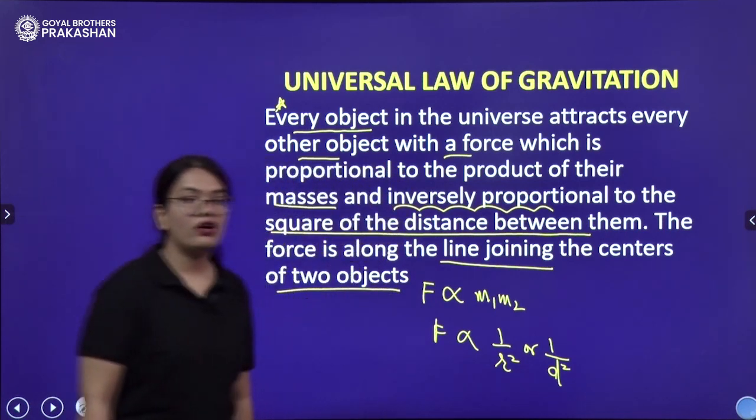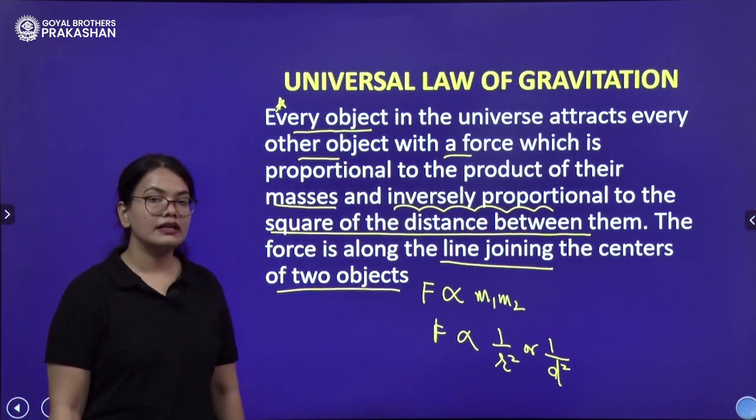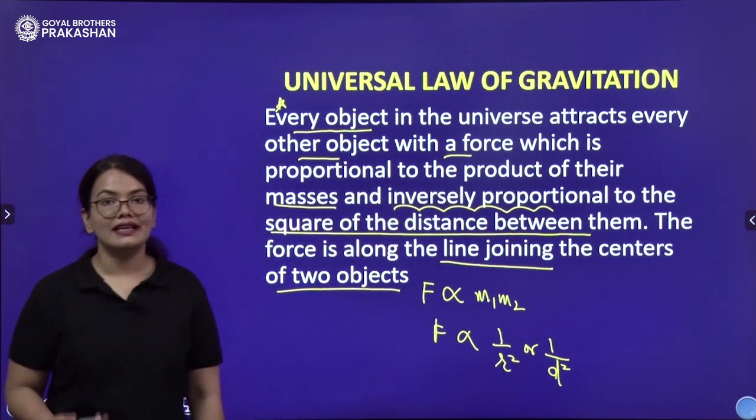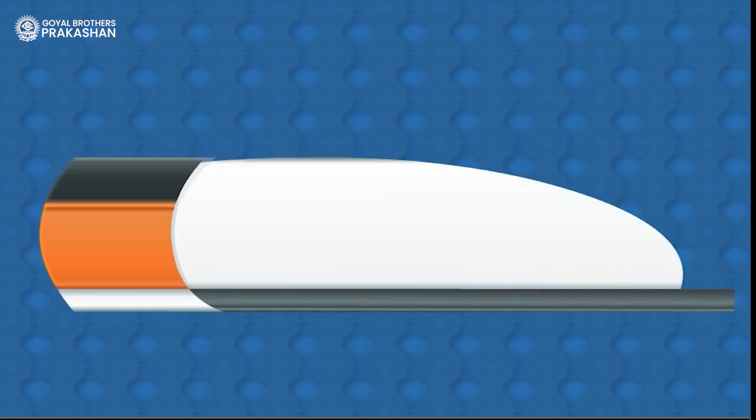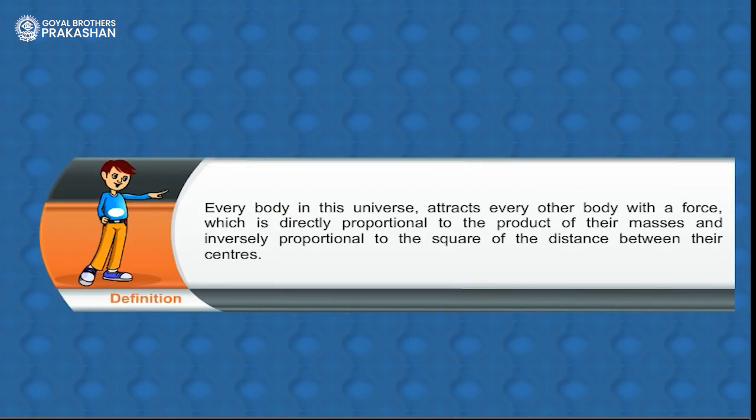Now, in order to understand this law in great detail, have a look at the animated video. Newton's law of gravitation. Definition: every body in the universe attracts every other body with a force which is directly proportional to the product of their masses and inversely proportional to the square of the distance between their centers.